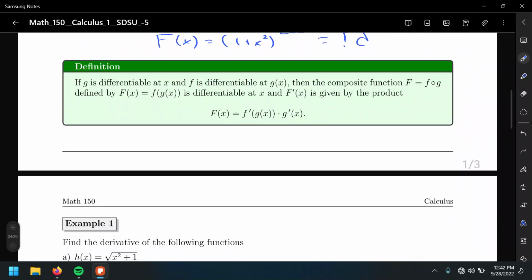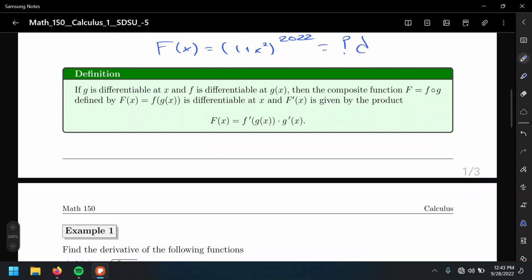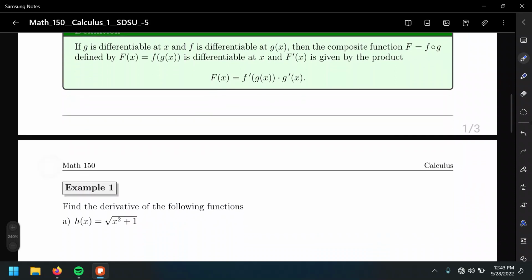Okay, so if we have a composite function where both f and g are differentiable, well, we differentiate the outermost function, keep the inner layer intact, and multiply by the derivative of the function inside of the parentheses, all right? So, okay, let's do a couple of examples using the chain rule. Let's see. So what do we have?